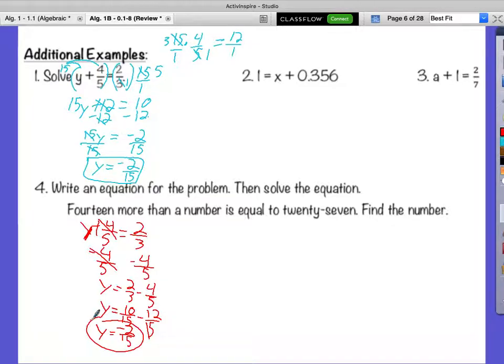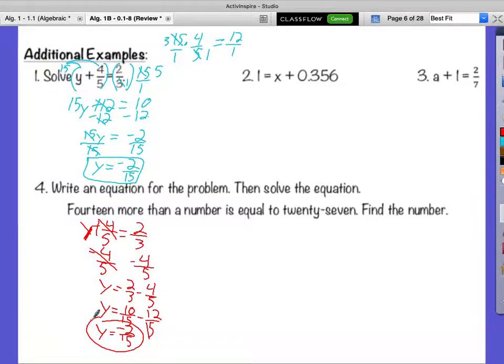I'll go over this one before. Okay. What's 0.356 minus 1? It would be 1 minus 0.356, right? So you got it written correctly. I would do it.